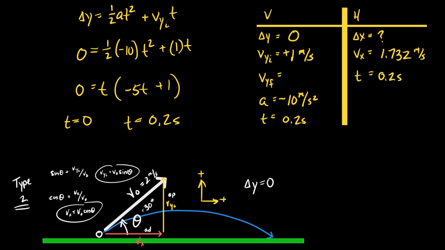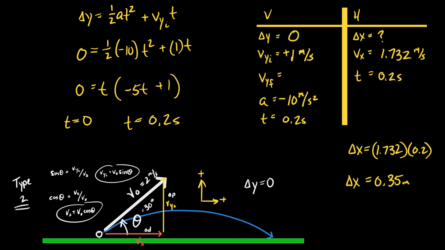Now, not particularly hard, right? I want to find out where it lands. Looks like delta x is going to be 1.732 times 0.2. So over here, 0.35 meters away. Any questions yet?